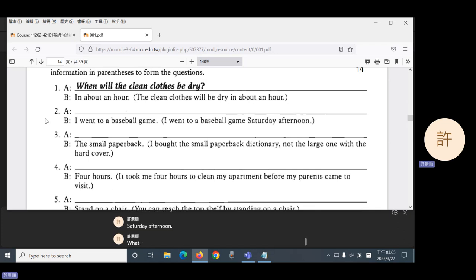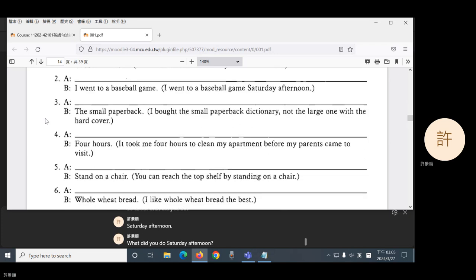What did you do Saturday afternoon? Number two, asking about an object. Okay, and then the hint gives you a lot of information. All of this information should be either in the question or the answer.